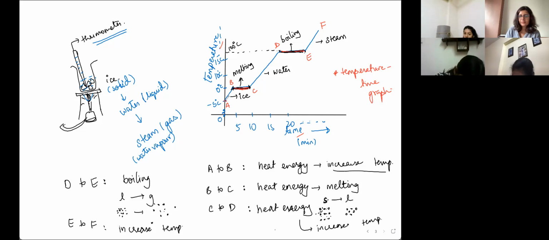So you don't have to write down these details. The main thing is, as time increases, the graph will look like this: the temperature will increase, then stay constant, then increase again, then stay constant, then increase again.